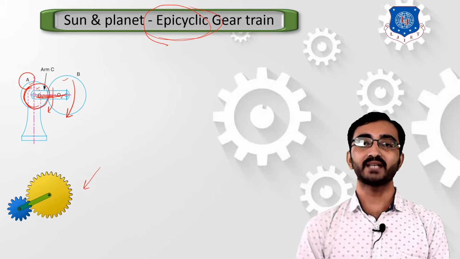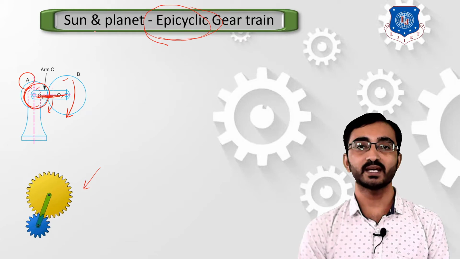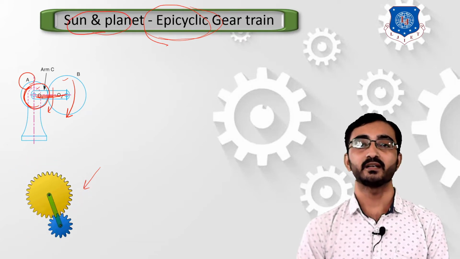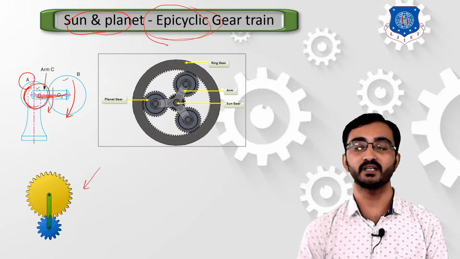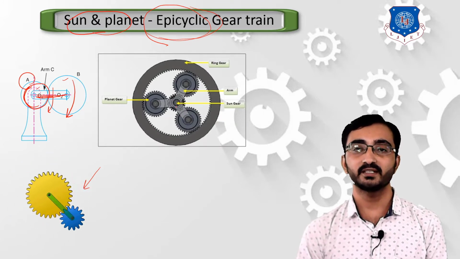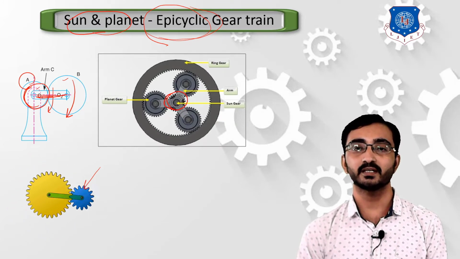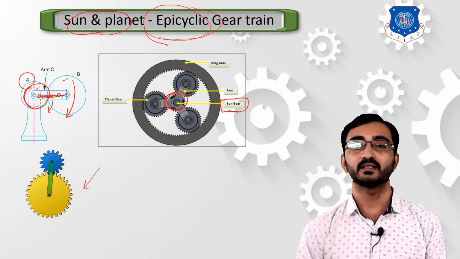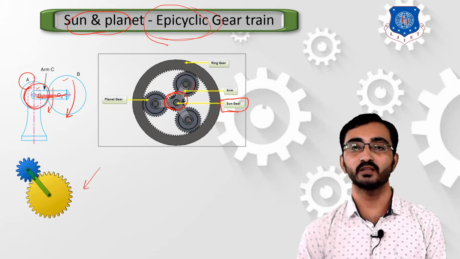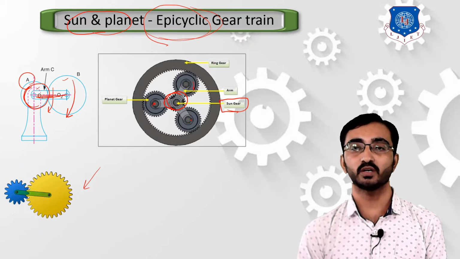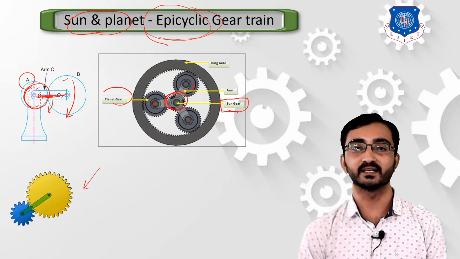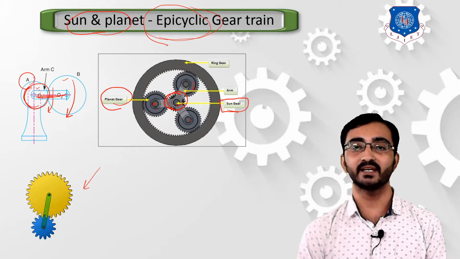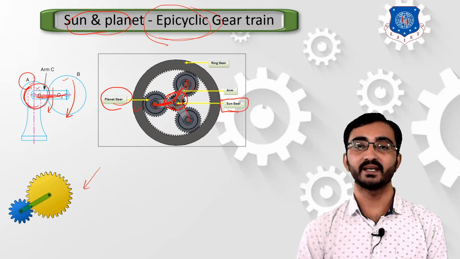Now the subtype of this epicyclic gear train is known as the sun and planet gear train. Let's refer to the figure of this type of gear train. Over here, this central gear is known as the sun gear because it is mounted in the center, and the other three gears are mounted on the periphery of this gear. These gears are known as planet gears, and the sun gear and planet gears are connected with this arm. So this arm is the joining component of the sun and planet gears.